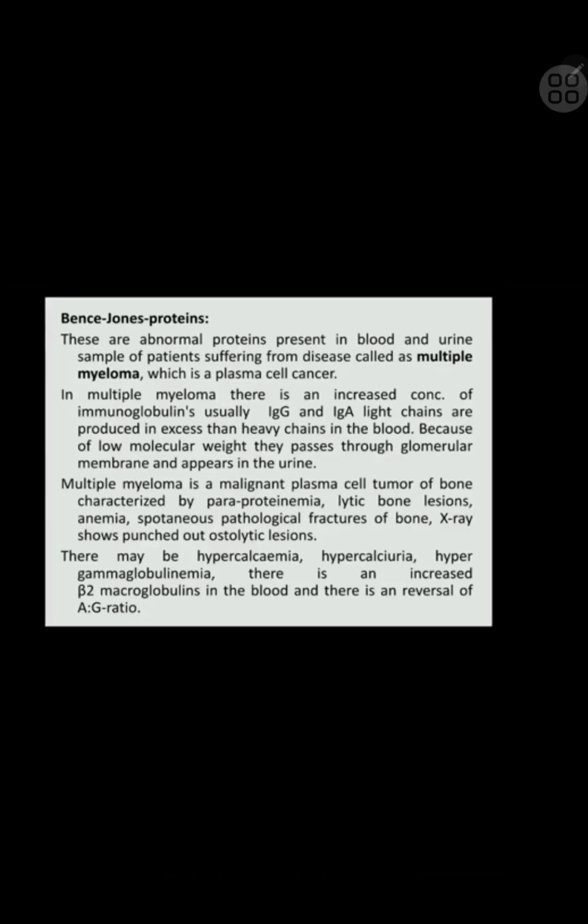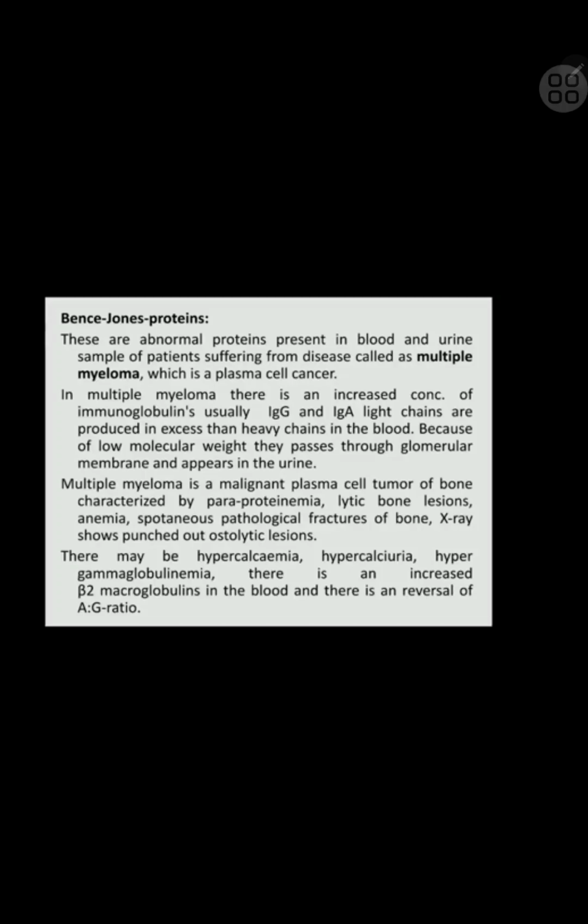Because of low molecular weight, these light chains of immunoglobulins easily pass through the glomerular membrane and appear in the urine. Multiple myeloma is a malignant plasma cell tumor of bone characterized by paraproteinemia, lytic bone lesions, anemia, spontaneous pathological fracture of bone. X-ray shows punched out osteolytic lesions.